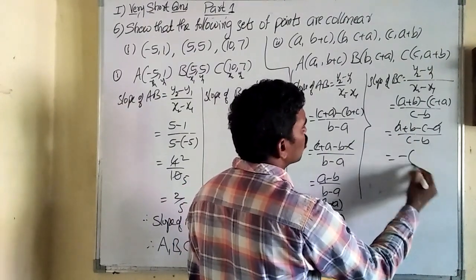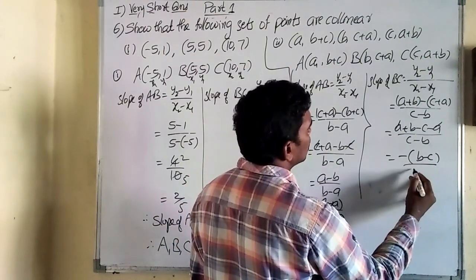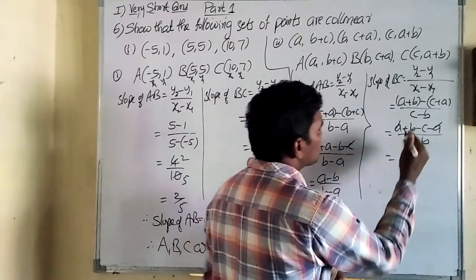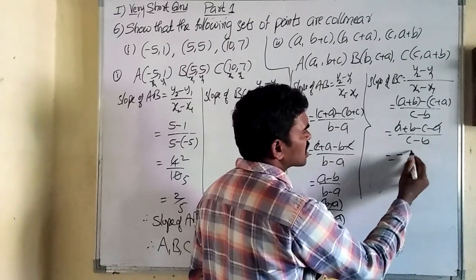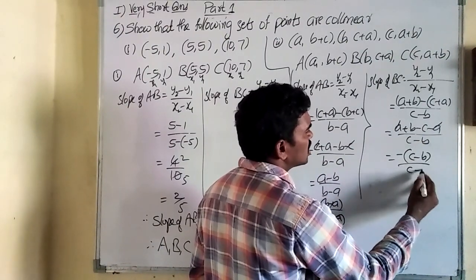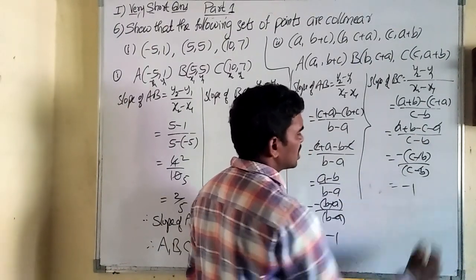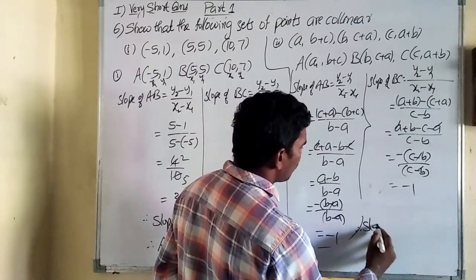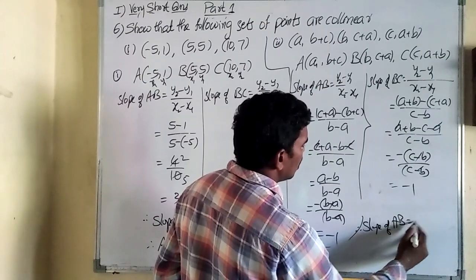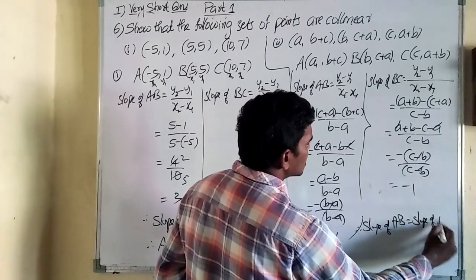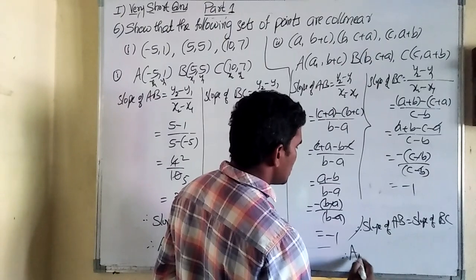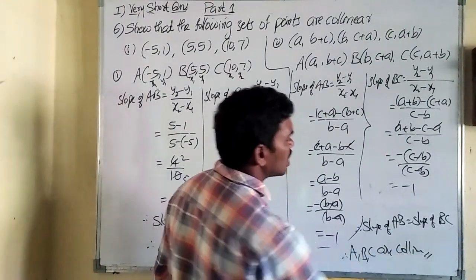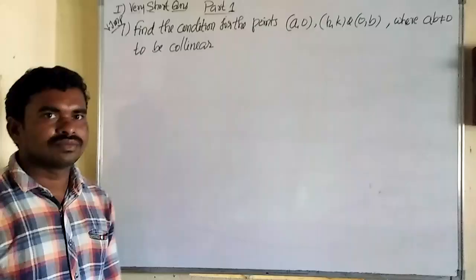So remaining, if you take minus common in both, we get c minus b by c minus b. Cancel, it is equal to minus 1. So therefore slope of AB is equal to slope of BC. Therefore A, B, C are collinear. That's it. Okay, very simple.